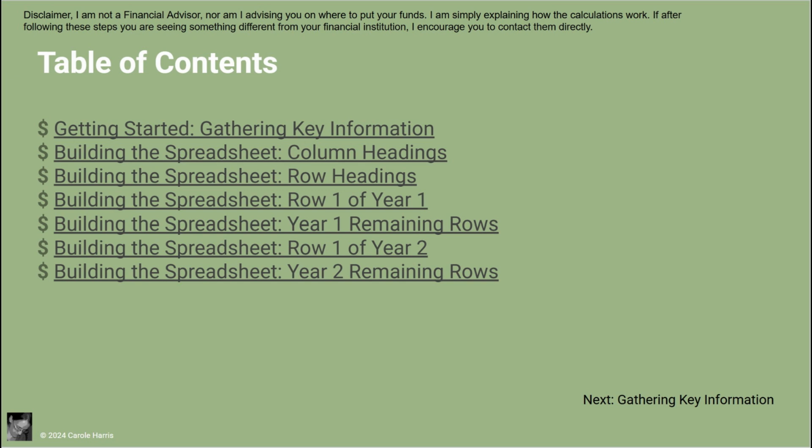Disclaimer: I am not a financial advisor, nor am I telling you where to put your funds. I am simply explaining how the calculations work. If after following these steps you are seeing something different from your financial institution, I would encourage you to contact them to find out why. I have used these formulas for my own CDs over several years, and the calculations are dead on for my financial institution. Again, I am not a financial advisor. I am simply explaining how the calculations work.